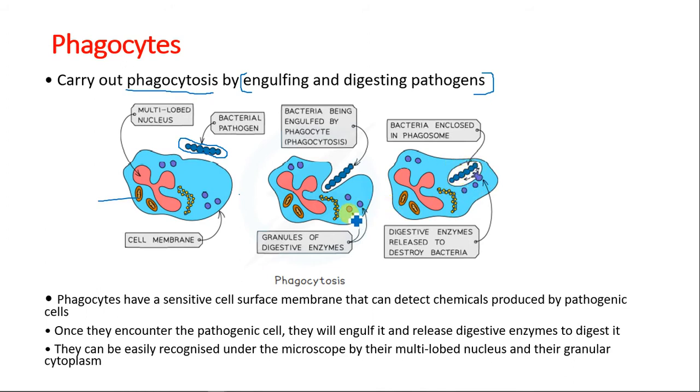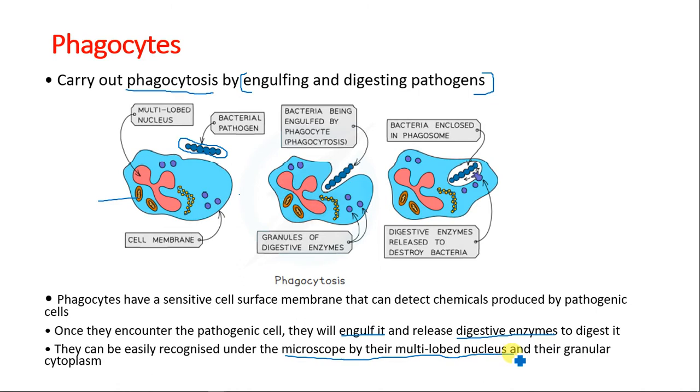So the granules of digestive enzymes will now digest or break down this bacteria to destroy it, so that it will no longer be harmful. And that's just the process involved in phagocytosis. Now, phagocytes have a sensitive cell membrane that can detect chemicals produced by pathogenic cells. Once they encounter the pathogenic cells, they will engulf them and release digestive enzymes to digest them.